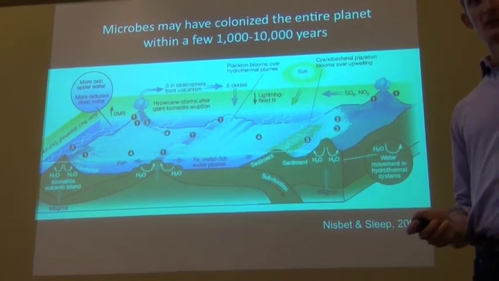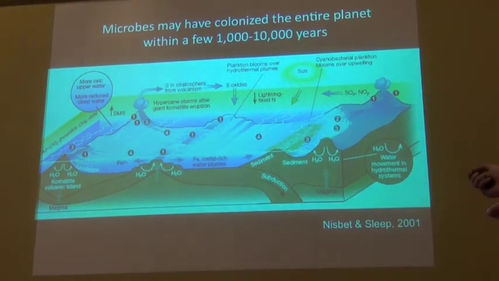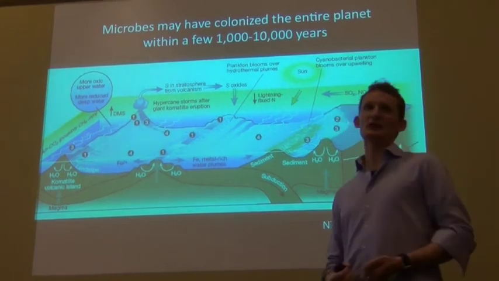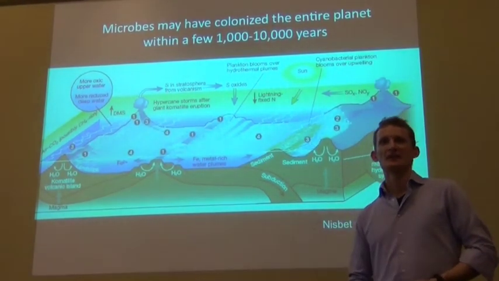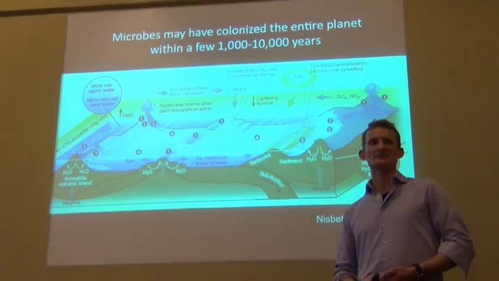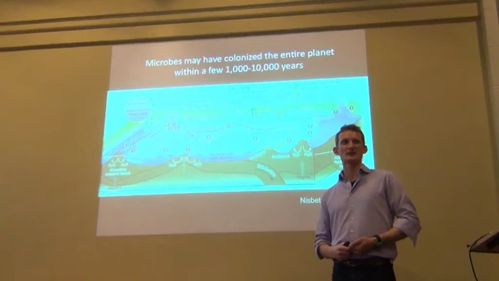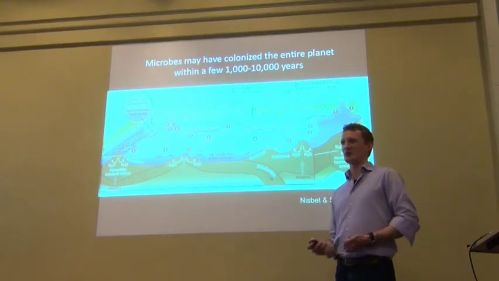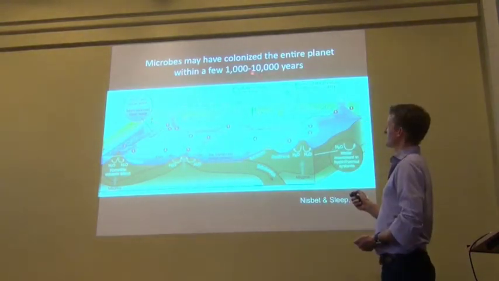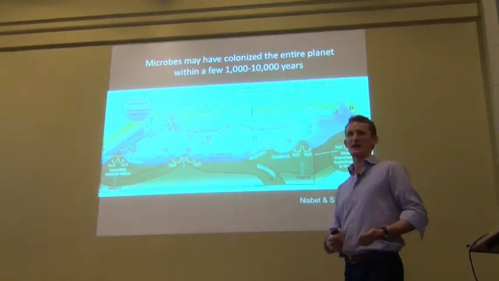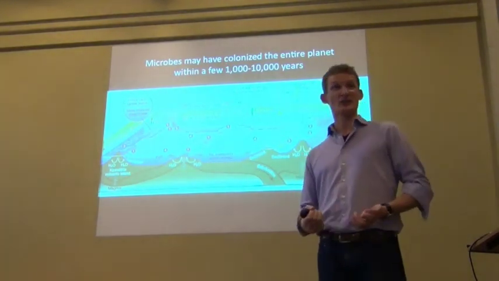Some of my colleagues who are really smart did some calculations, and they worked out that it only takes between about 1,000 and 10,000 years to colonize the entire planet with bacteria. Everywhere on the planet would have bacteria within 10,000 years. So actually it doesn't really matter where life began, because in geology we can't see the difference between 10,000 and 1,000 years ago when we go back 3.5 billion years. We can't see that difference.